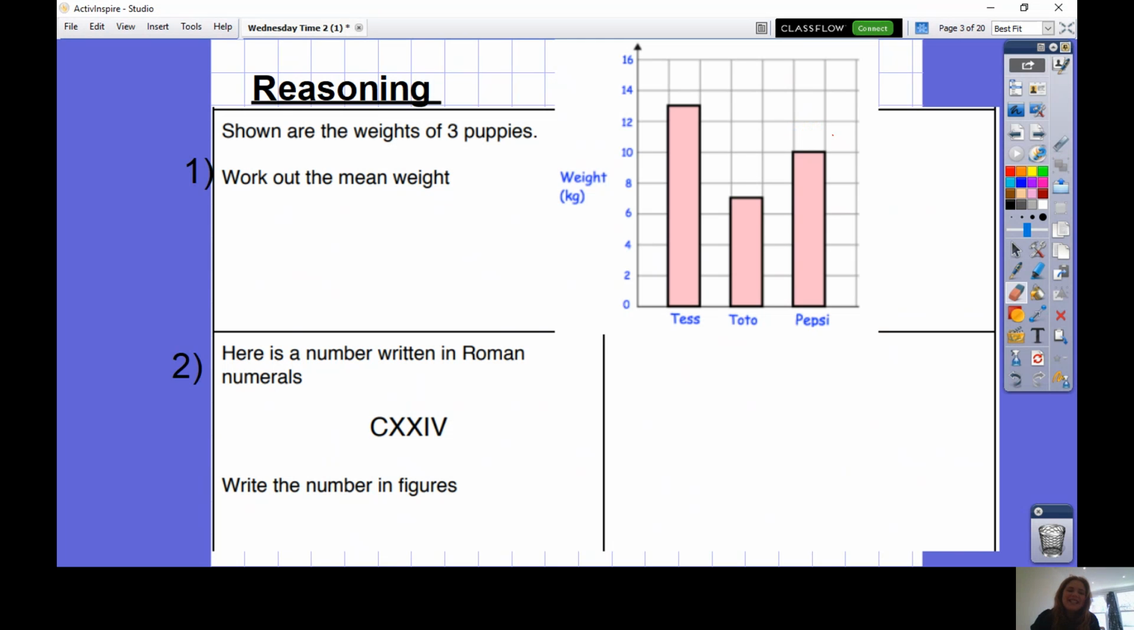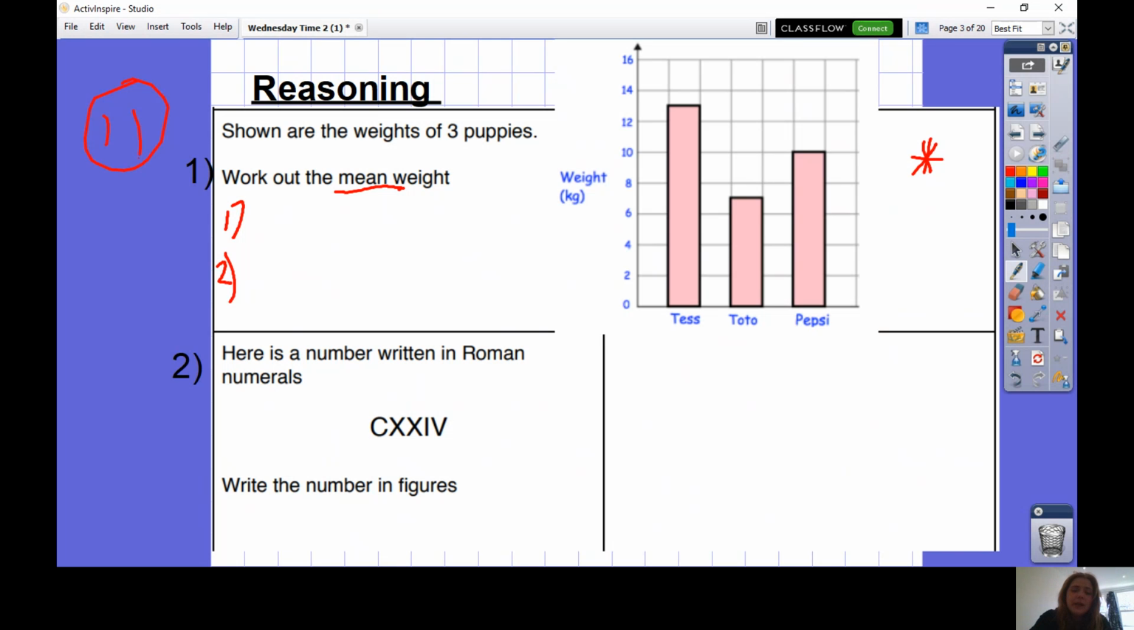For your reasoning questions today, you have got 2 different questions, practicing skills we know, but don't really practice that often. This question here, you're finding the mean. Remember, there are 2 steps to finding the mean. See if you can remember what they are. If you can't, don't worry, I'll go through it with you. And your second question, you're looking at Roman numerals. Please, can you pause the video and have a go at these 2 reasoning questions?